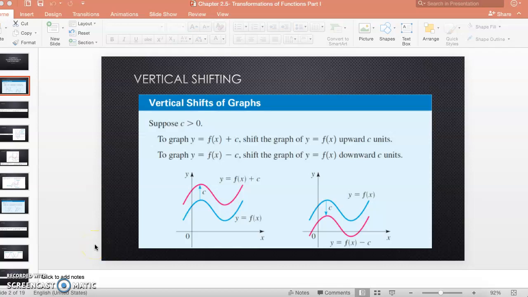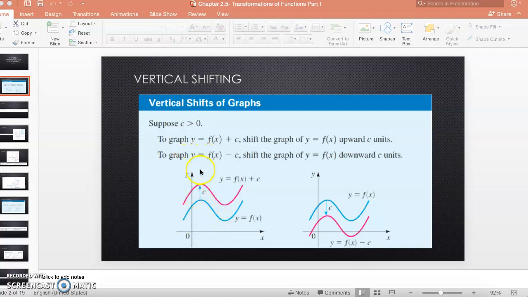Hey everyone, today we're going to talk about vertical shifts of graphs. So let's look at vertical shifts of graphs. Let's say that we have some function, f of x. If we have this function f of x right here, we can see that this is a nice function.